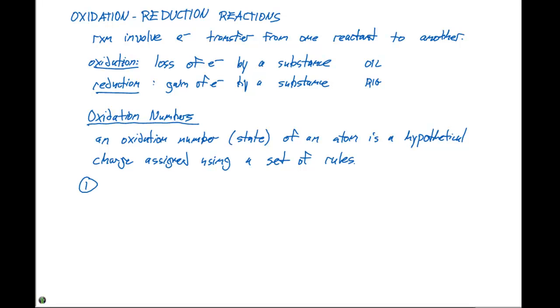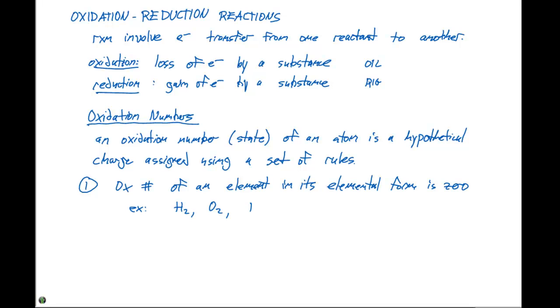Rule number 1, the oxidation number of an element in its elemental form is 0. Examples of these are H2, O2, P4, iron, gold, etc. In each of these cases, the hydrogen, the oxygen, the phosphorus, the iron, and the gold, their oxidation number is going to be 0.